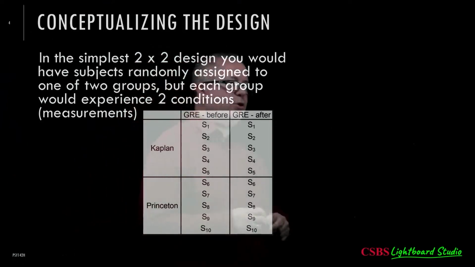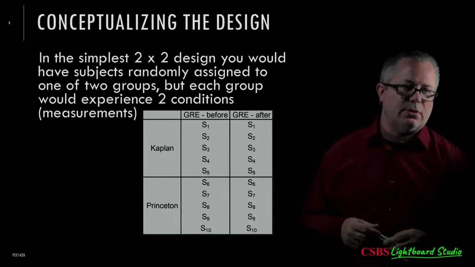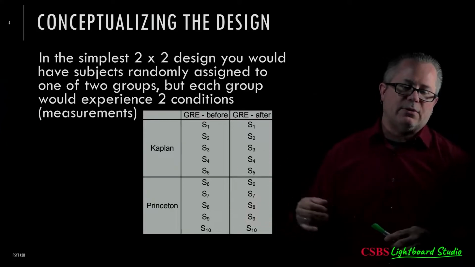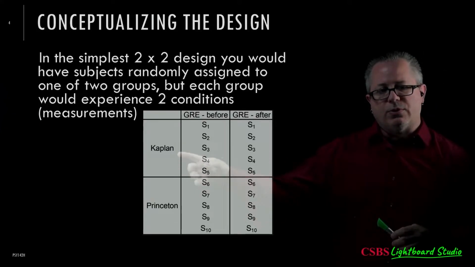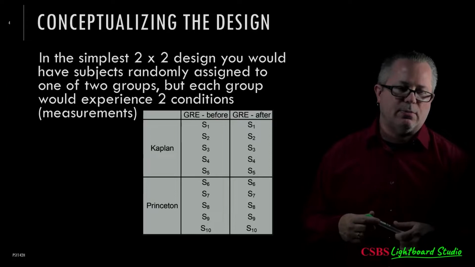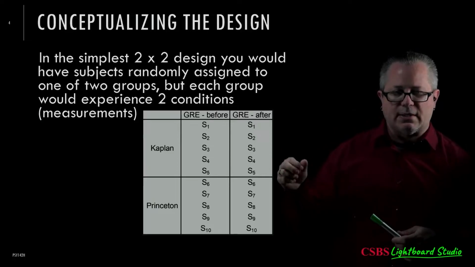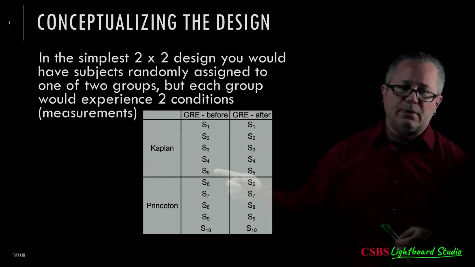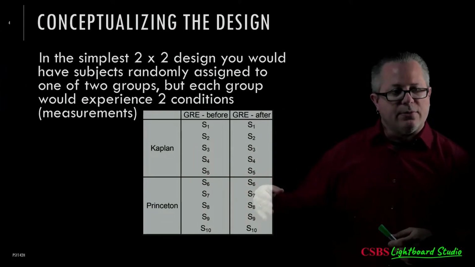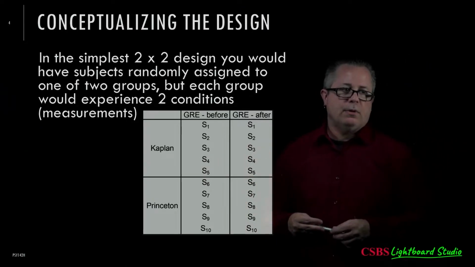Okay. In the simplest 2x2 design, you would have subjects randomly assigned to one of two groups, but each group would experience two conditions, two measurements, two time points. Just in this case, let's say you're studying for the GRE, or you're trying to see which course, like Kaplan versus Princeton, is better at teaching people to do better on the GRE. So you take a pre-test or practice test before the class, and take another practice test after. You've got two different groups, people assigned to them, and you can see if one group changes more than the other, and look at the effect of these courses on people over time. So that's the simplest 2x2.